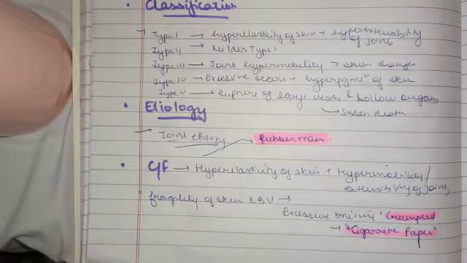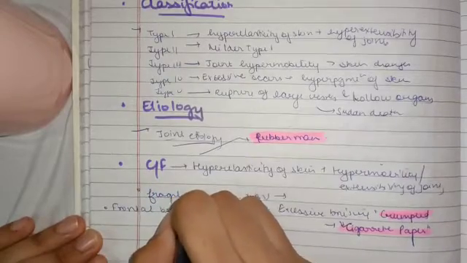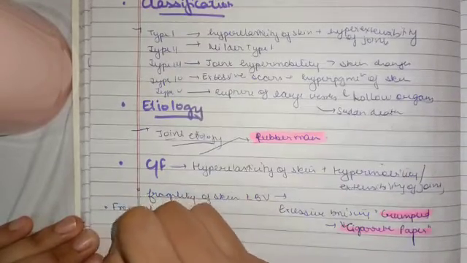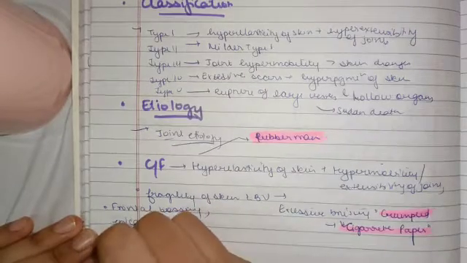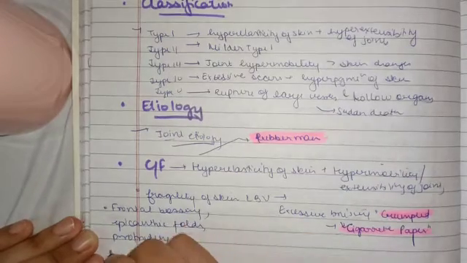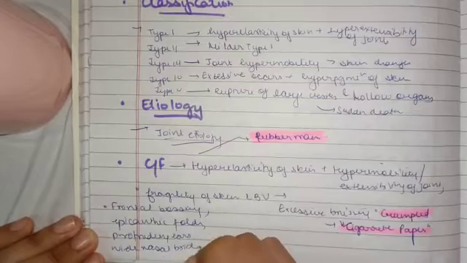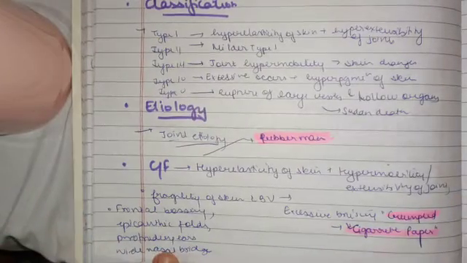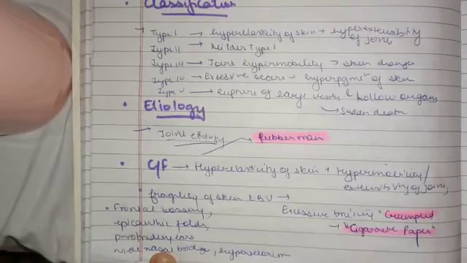All right, now some characteristic features are frontal bossing, epicanthic folds, protruding ears, wide nasal bridge, and hypertelorism. Now we will talk about oral manifestations.